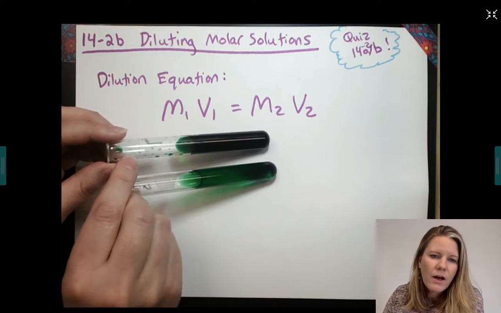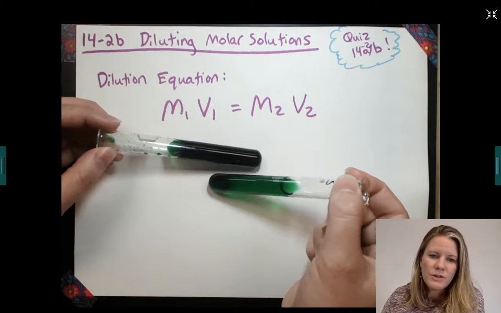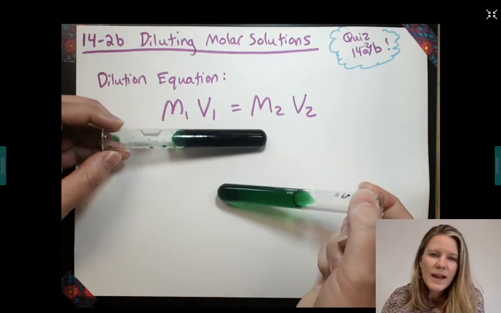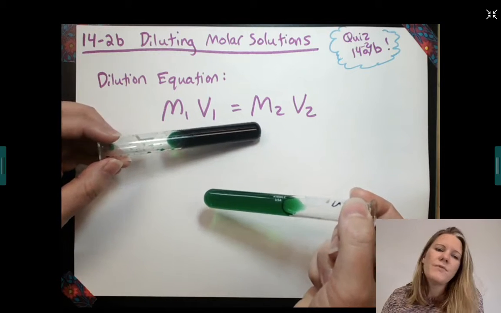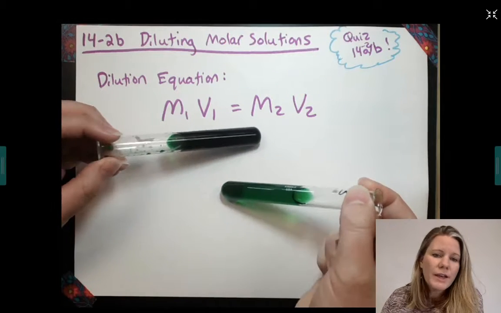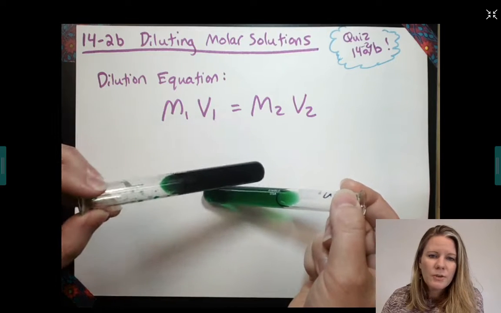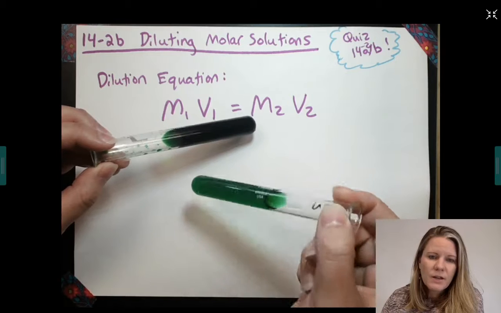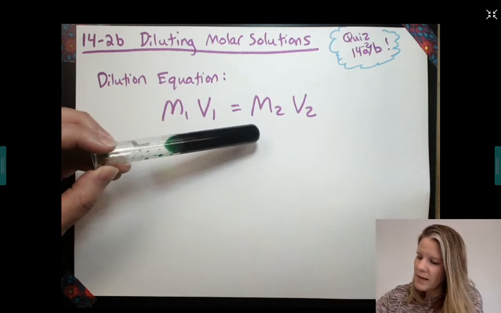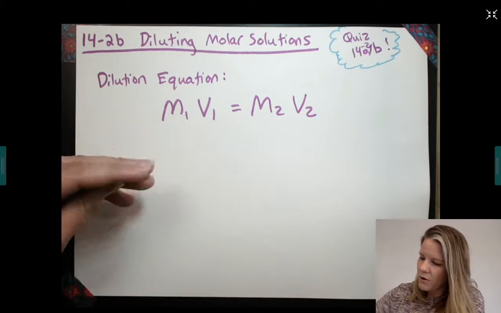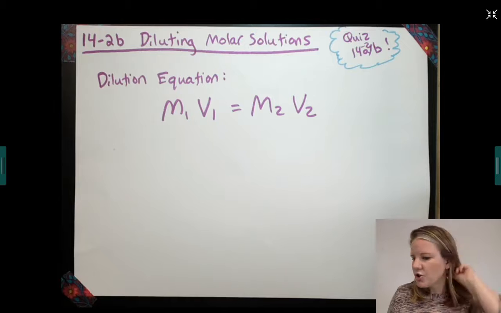So how do I get from this super concentrated to this, which is not so concentrated? And the answer to that question is just add some water. If water is the solvent, in this case, in this test tube, then if I add some water to this test tube, I could make it a dilute test tube like this one. So two test tubes, same solute, same solvent, but one's more concentrated than the other.